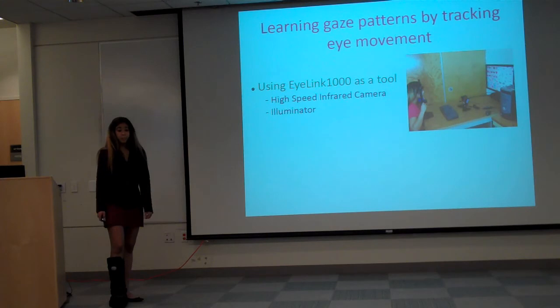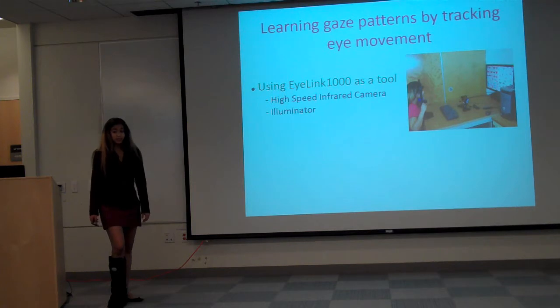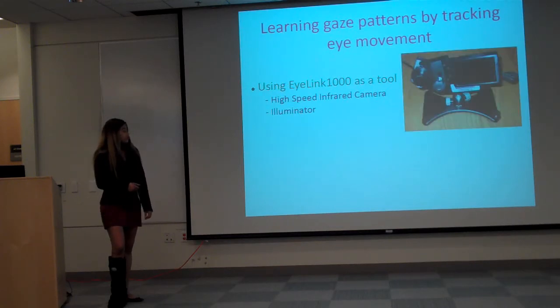So to be able to better have a computer analyze what a person would look at, we have to analyze human gaze patterns. And I've been doing that by using the iLink 1000. This is the setup I have in the lab. This is me. And this is the camera right here, and then this is our beautiful monitor that we have our pictures displayed on.